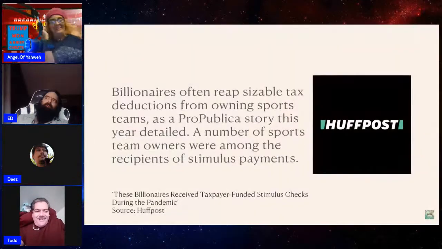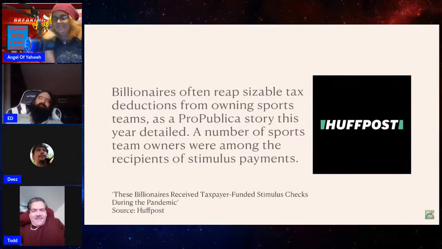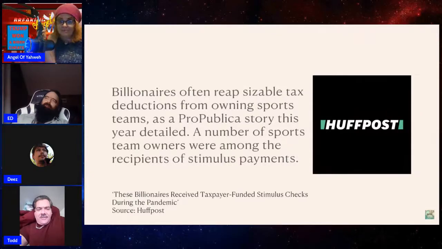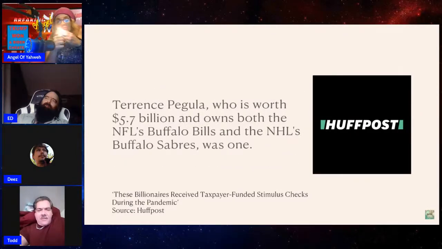Billionaires often reap sizable tax deductions from owning sports teams, as a ProPublica story this year detailed. A number of sports team owners were among the recipients of stimulus payments. Terence Pegula, who is worth $5.7 billion and owns both the NFL's Buffalo Bills and the NHL's Buffalo Sabres, was one. Like, you own actual football teams.